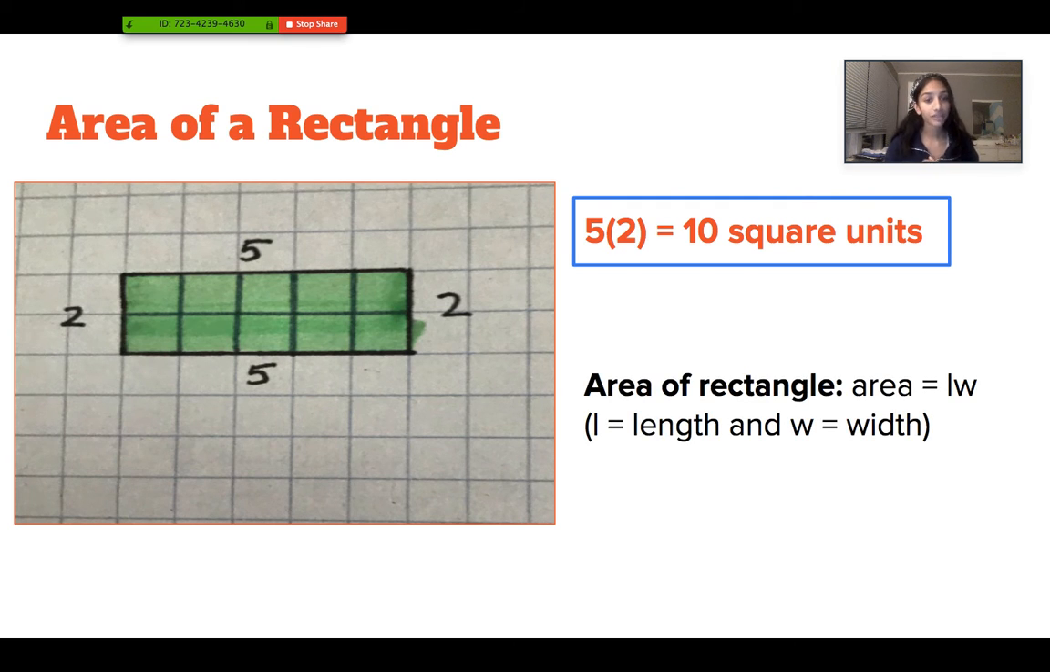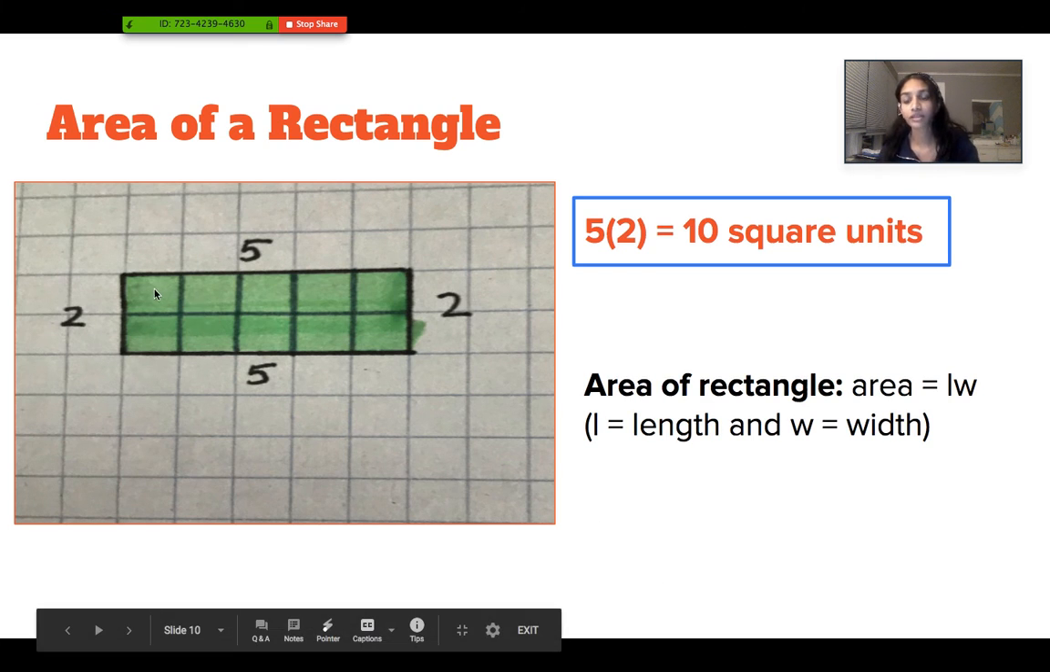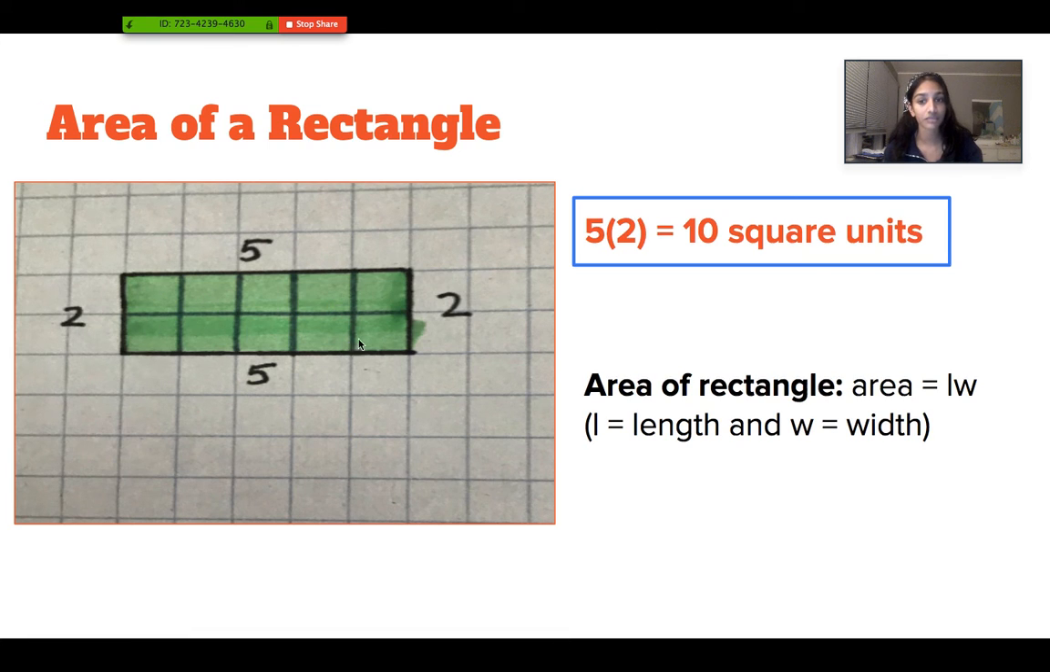So here we have the area of a rectangle. Area is equal to L times W. L equals length and W equals width. To double check our work, we can always count the units inside. So here's my cursor. We have 1, 2, 3, 4, 5, 6, 7, 8, 9, 10 square units. The area of this rectangle is 10 square units.